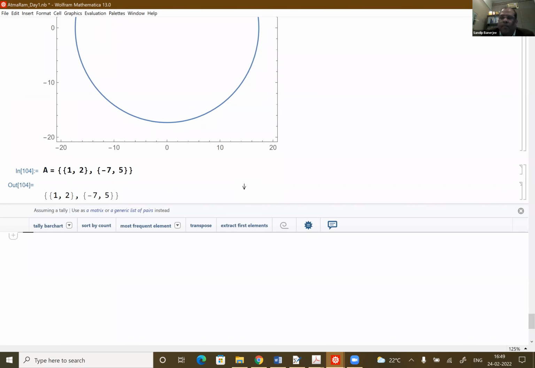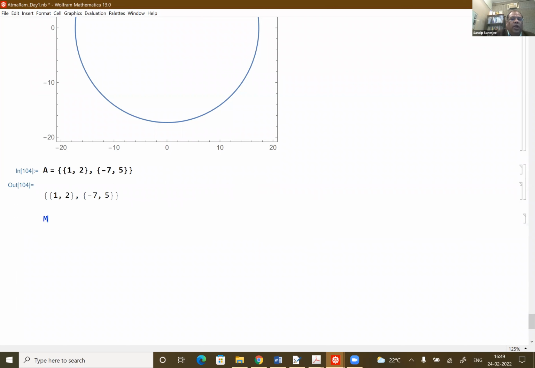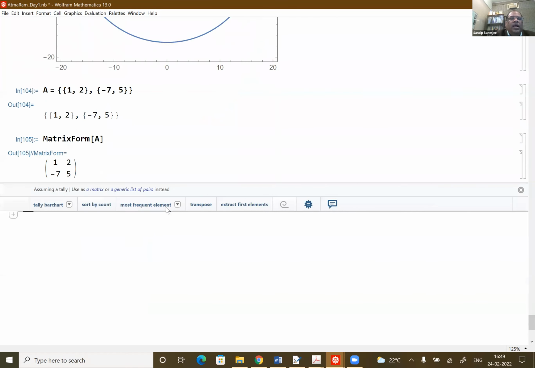in Mathematica, but however, we don't like the look. If you want the look that we are usually familiar with, you have to write MatrixForm, and I put A. So A already has whatever the values are. It's a 2 cross 2 matrix, and I know that this is my matrix.